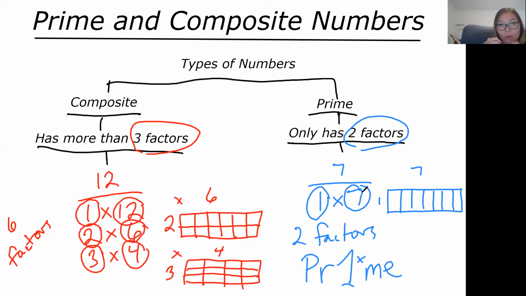Composite number, which has more than 3 factors, or prime number, which only has 1 times me, so it only has 2 factors. But 1 is not prime or composite, because 1 only has 1 times 1, and you see that prime has to have 2 factors. So 1 is neither prime nor composite. We're going to talk more about that in class next week.